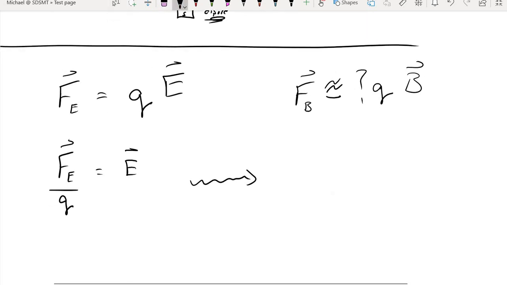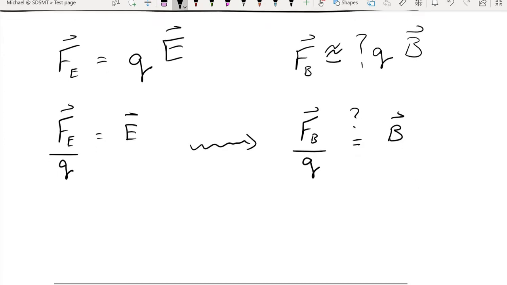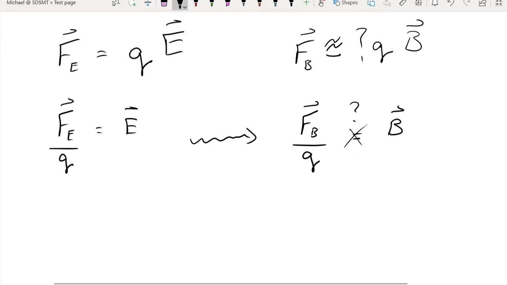Well, if we go term for term with our force and charge and field, then the ratio of magnetic force to electric charge, is that going to be equal to the magnetic field that we're looking for? And unfortunately, the answer is no. This is not equal. There is one missing quantity. And that missing quantity is the speed or velocity of the electric charge.